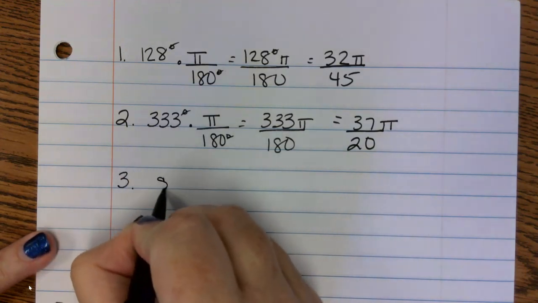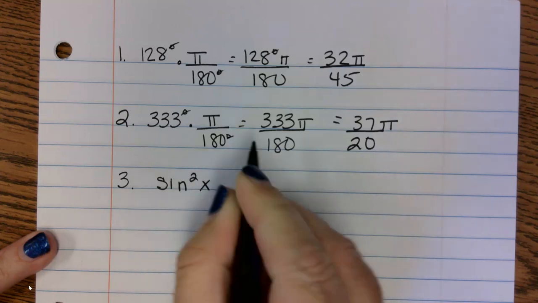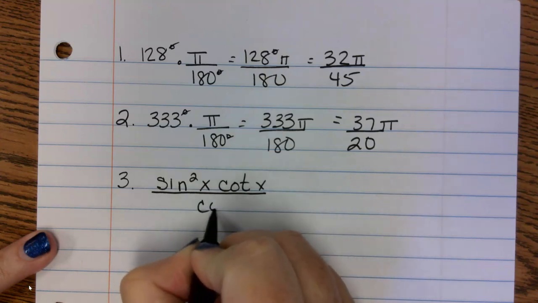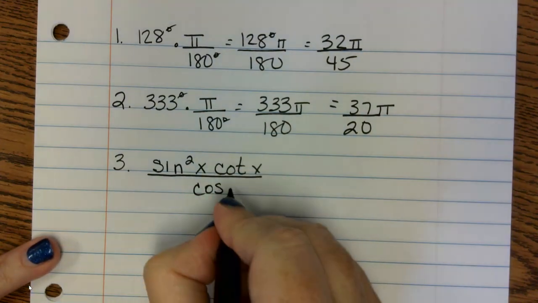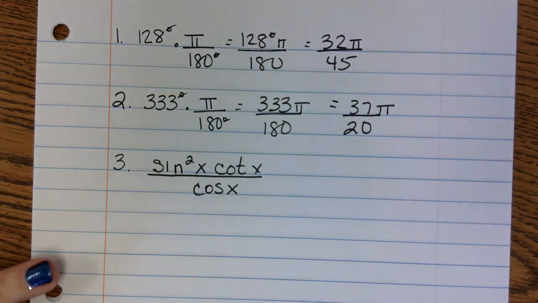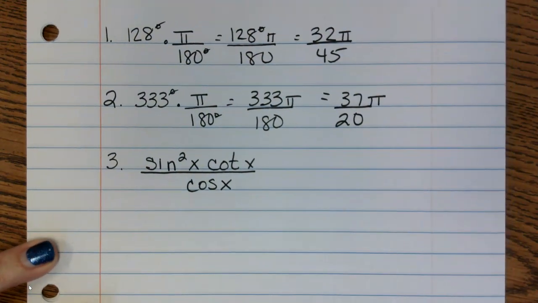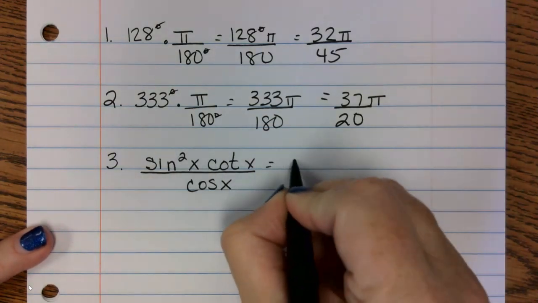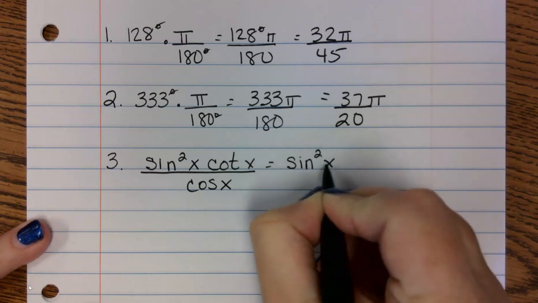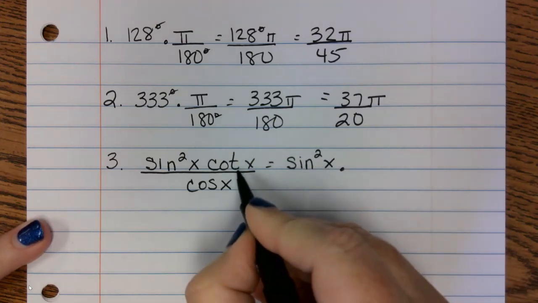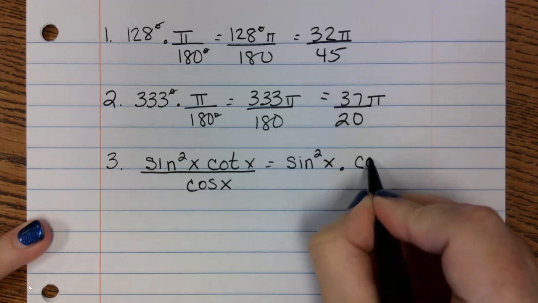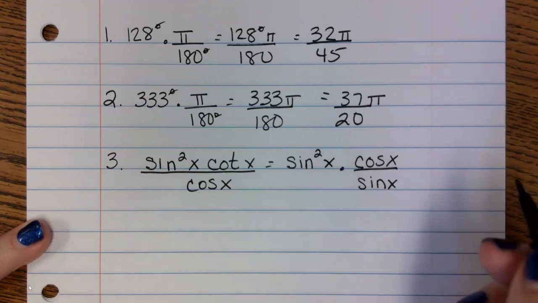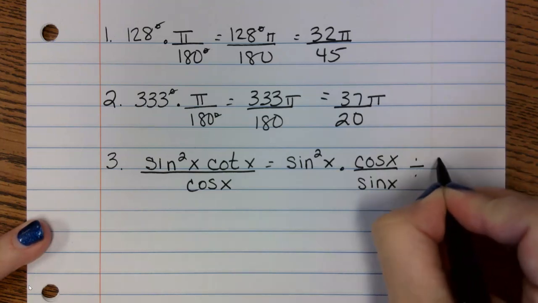Okay, now here we're going to the simplifying. Cotangent x over cosine. Okay, oops. So step 1, we're going to put this in terms of sine and cosine. So here we go. Sine squared, we're going to leave this alone because it's what we want. Cotangent is nothing more than cosine over sine. Okay, and then we're going to hit divide by cosine.